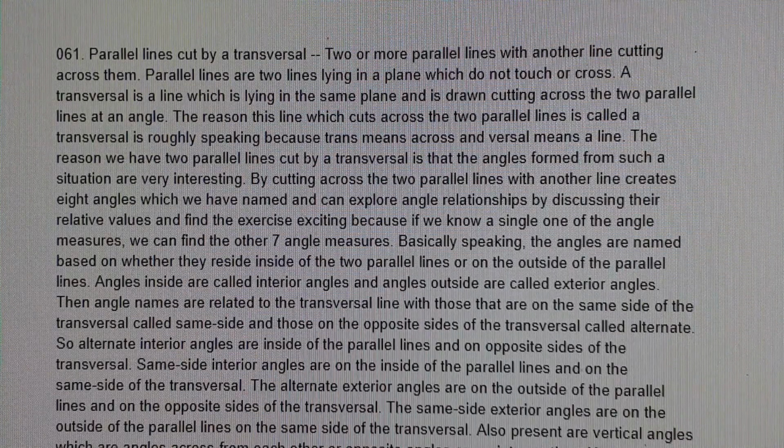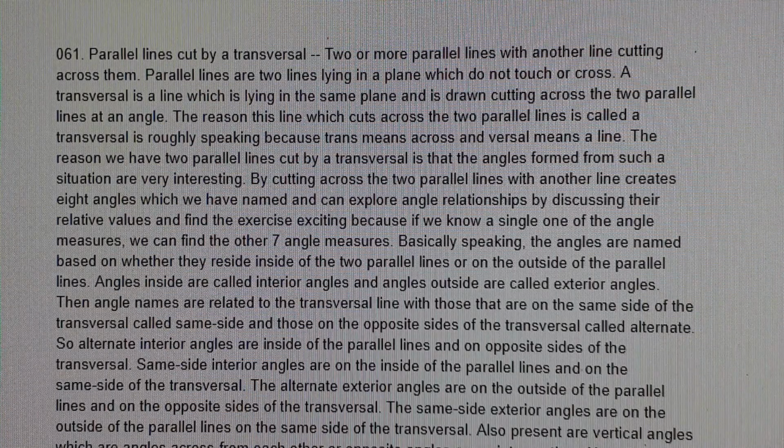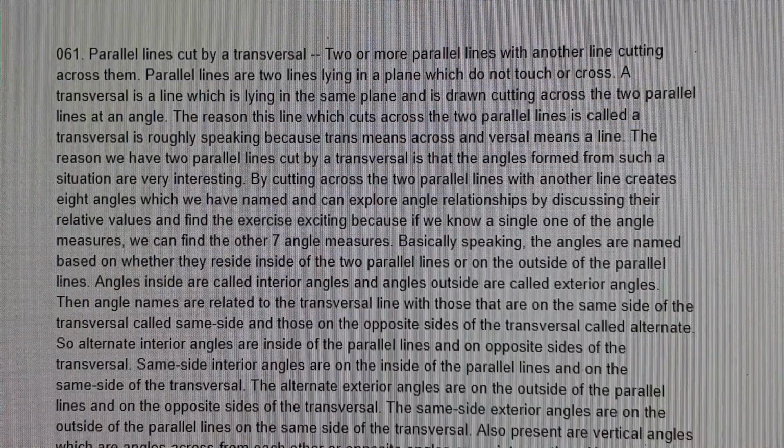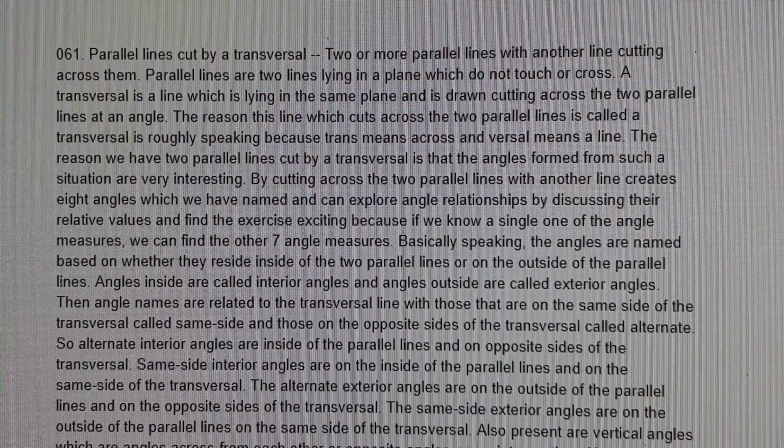Basically speaking, the angles are named based on whether they reside inside of the two parallel lines or on the outside of the parallel lines. Angles inside are called interior angles, and angles outside are called exterior angles. Then angle names are related to the transversal line, with those that are on the same side of the transversal called same side, and those on the opposite sides of the transversal called alternate.